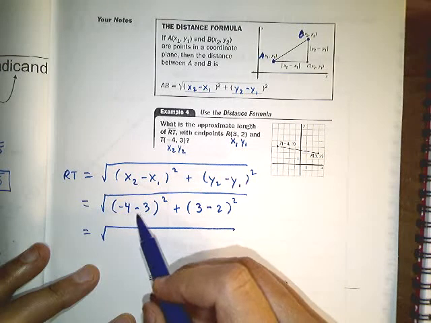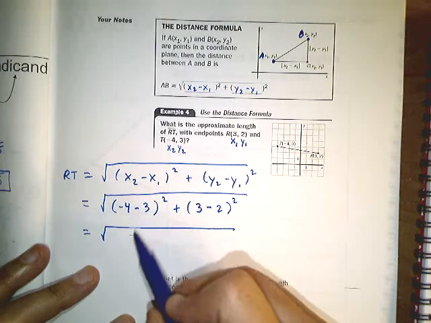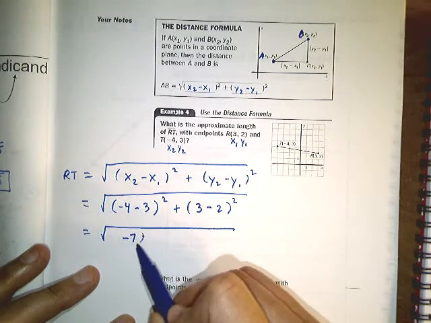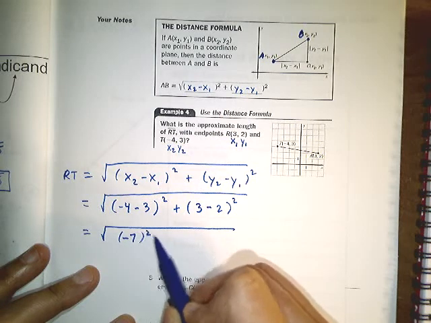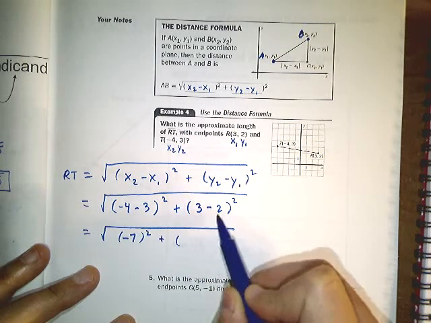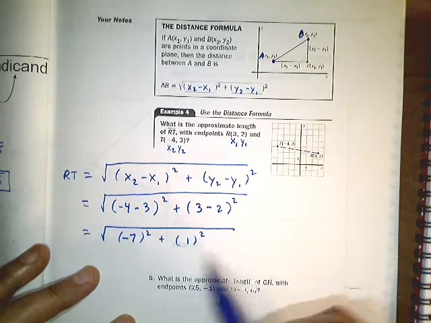Negative 4 minus 3 is the same as negative 4 plus negative 3. Either way, you're going to get negative 7. 3 take away 2 is 1.